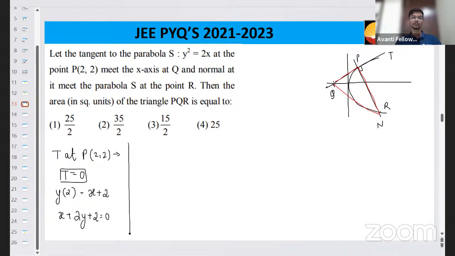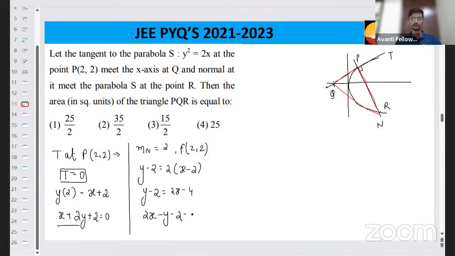Now, what will be the equation of the normal, guys? Tangent is perpendicular to normal. So the slope of the tangent is minus half. See from here, slope of the tangent is minus half, right? So the slope of the normal will be 2. And the point is again P, which is 2 comma 2. So let us use the slope point form. We'll get y minus 2 equals 2 times x minus 2. That means y minus 2 equals 2x minus 4. If we rearrange, we'll get 2x minus y minus 2 equals 0.